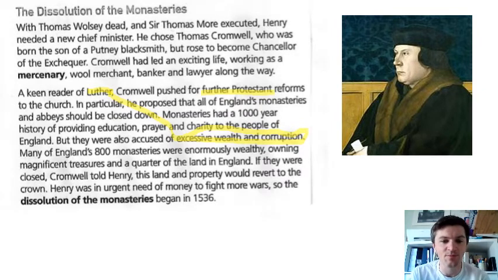Many of England's 800 monasteries were enormously wealthy, owning magnificent treasures and a quarter of the land in England. If they were closed, Cromwell told Henry his land and property would revert to the crown. Henry was in urgent need of money to fight more wars, so the dissolution of the monasteries began in 1536.